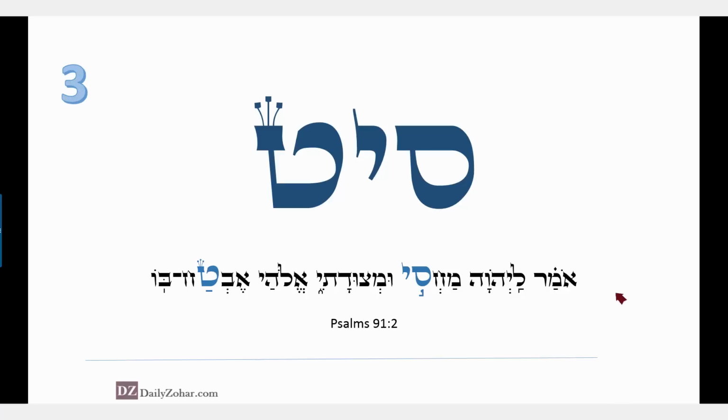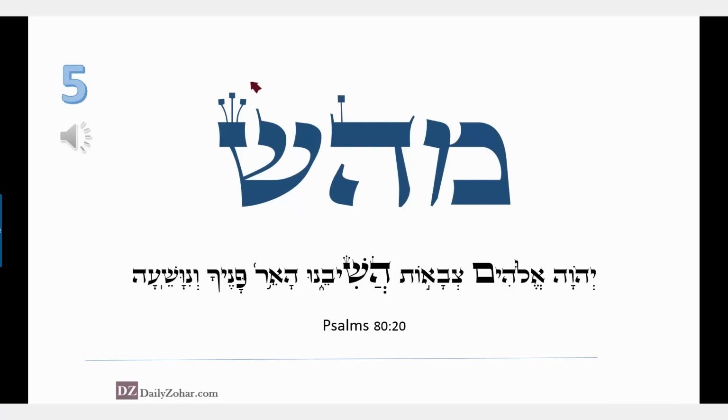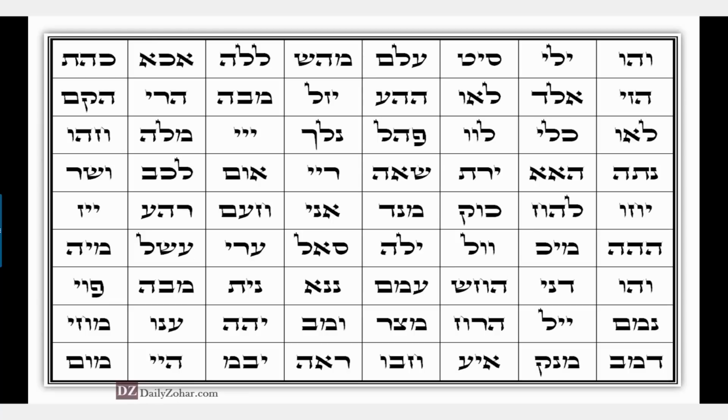So if we want the energy of the 72 names, we need to look at the whole. So we look at the sequence and we look at the verse. We read the verse. That's very important. Hopefully I'll create a transliterated version of this so people can read it. This is the Mem Hei Shin, and we see the Mem here, the final Mem of Elokim here, and the Hei and the Shin. And the rest you can see in the 72 names prayer video.